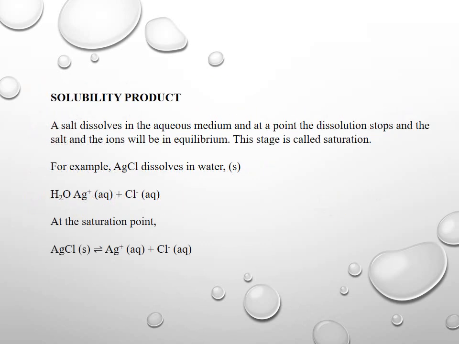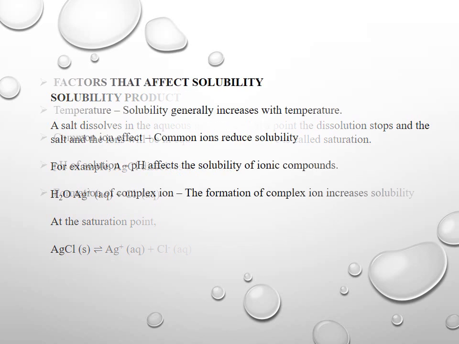Next, solubility product. When a salt dissolves in aqueous medium, at a point the dissolution stops and the salt and its ions will be in equilibrium. This stage is called saturation. For example, silver chloride dissolved in water. At the saturation point, silver chloride gives silver plus and chloride minus in aqueous medium.